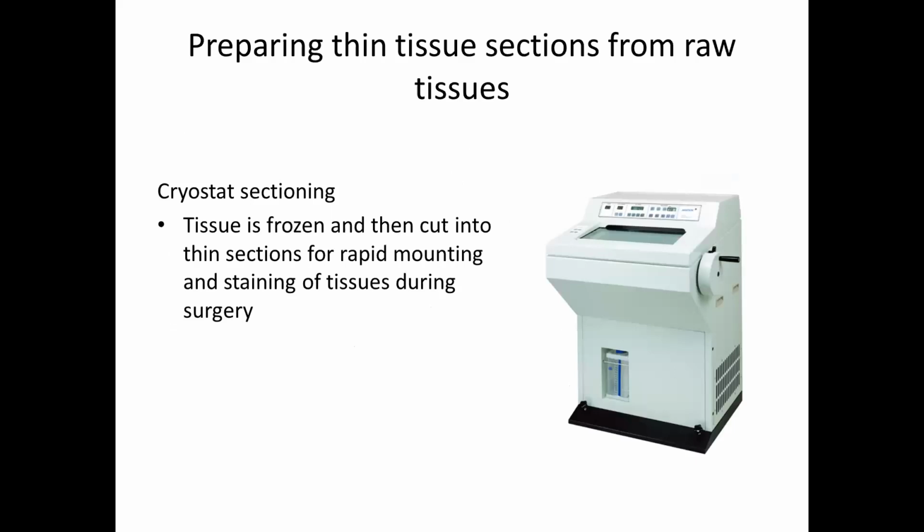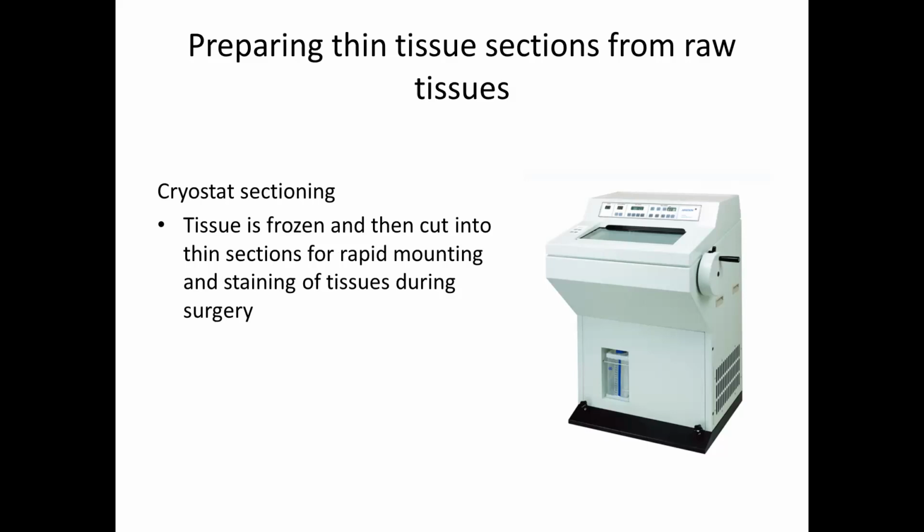Now, this is a special machine called a cryostat sectioning machine, which you find in theaters. In Peradeniya Hospital, you find this. This is used to take frozen sections quickly. During a surgery, if you want to know whether some growth or a tumor is malignant or not, you can quickly take a small part and cryostat it, that is, freeze it.